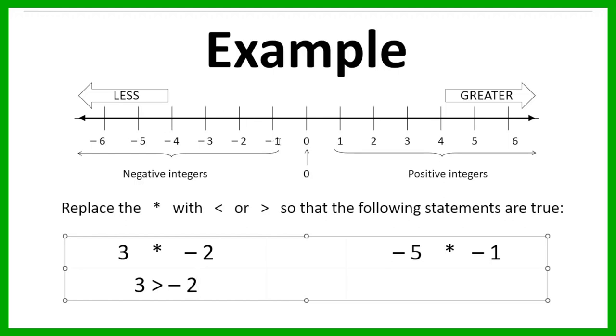Okay, then this one over here, I've got minus 5 over here. And I've got minus 1. Now, minus 5 is further to the left than negative 1, which means that negative 5 is less than negative 1. Okay, so over here I can say negative 5 is less than negative 1.